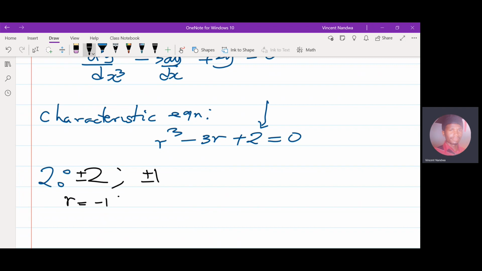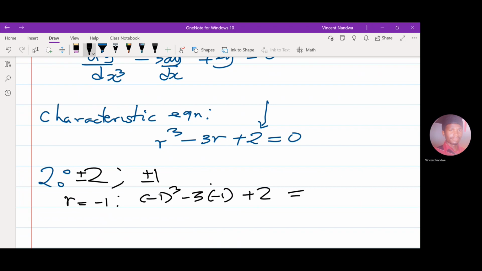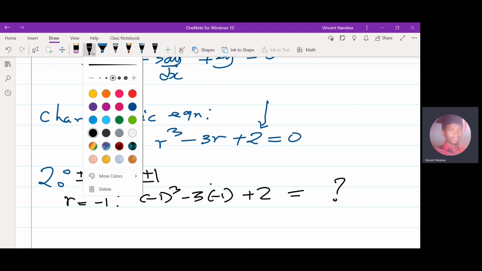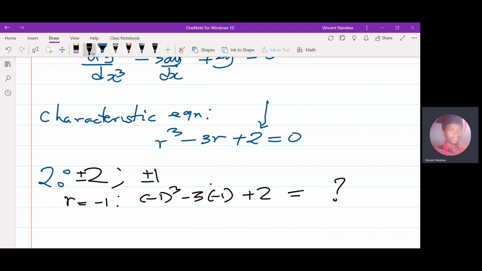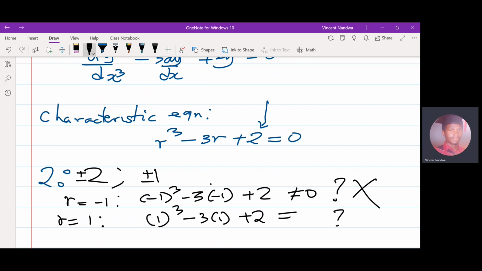So use them to test which value of r satisfies the equation. So when r is, say, -1, we'll have -1 cubed minus 3 times -1 plus 2. Is that 0? So that is +1, so it's not a good choice. So this is not 0. So it's a bad choice. If r equals +1, we'll have 1 cubed minus 3 times 1 plus 2. Does that give us 0? If it's 0, then we are lucky.